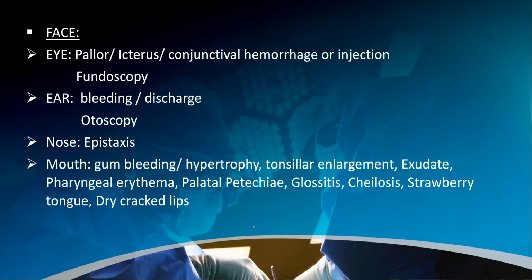Look into the tonsil for any enlargement, any exudates, any pharyngeal erythema, or palatal petechiae. These are mainly related to Epstein-Barr virus infections, where you can get tonsillar enlargement, exudates, or palatal petechiae. Look into any strawberry tongue. Sometimes children can have a rash related to scarlet fever, so that's why we are looking for it. You can look into glossitis and cheilosis, which are most likely related to iron deficiency anemia.